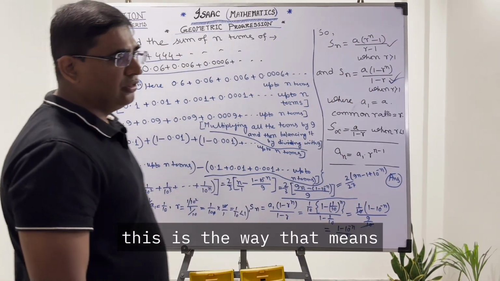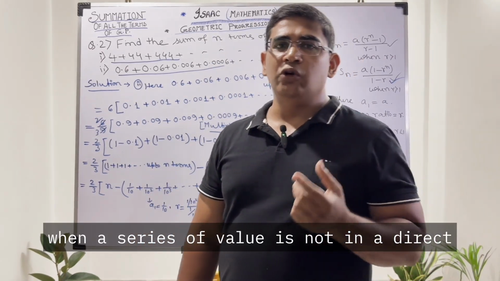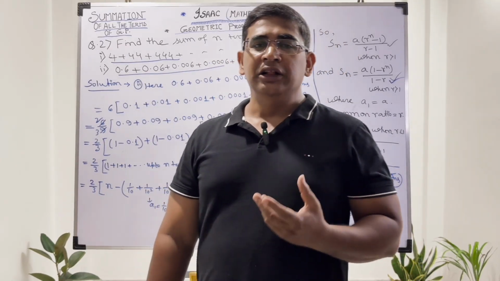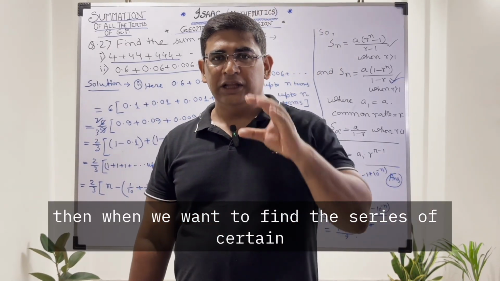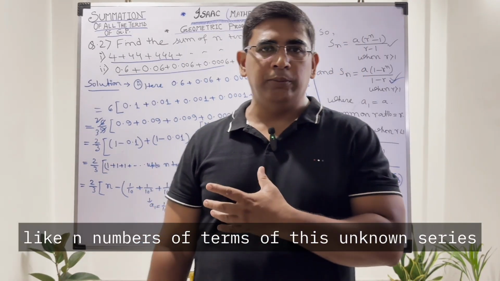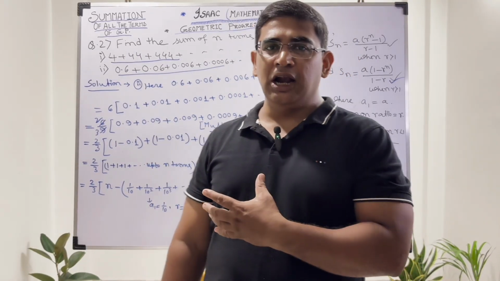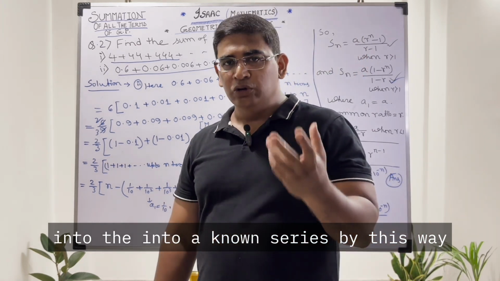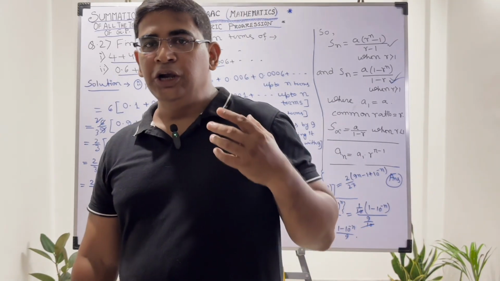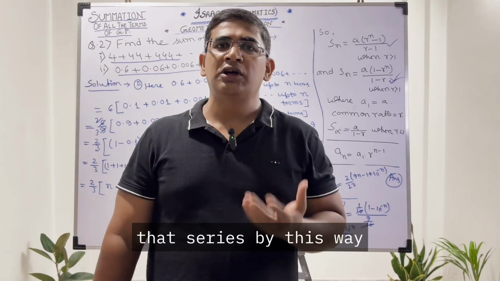So this is the way. That means when a series is not in a direct form of a known series, that is GP or AP, and we want to find the sum of a certain number of terms, here like n terms of this unknown series, then we have to convert that unknown series into a known series by this way. Okay, and after converting into the known series, we can find the sum of any number of terms of that series by this way. Okay.